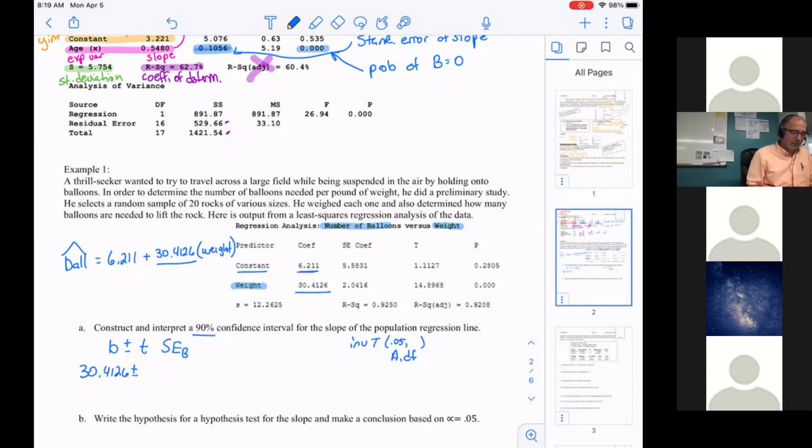Next is degrees of freedom, and this is going to be n minus 2. So if I had a sample of 20 rocks, n equals 20, that means that we're going to have 18 degrees of freedom.